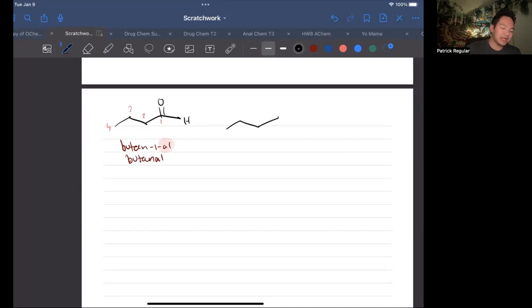So let's flip it on its head. Let's do a butane again, but let's make it a ketone, or an internal carbonyl. So let's look. 1, 2, 3, 4. So butane. Are there any other functional groups? Well, I just see a ketone. That's it. Your highest priority is a ketone. So this would be butane-2-one or butanone.